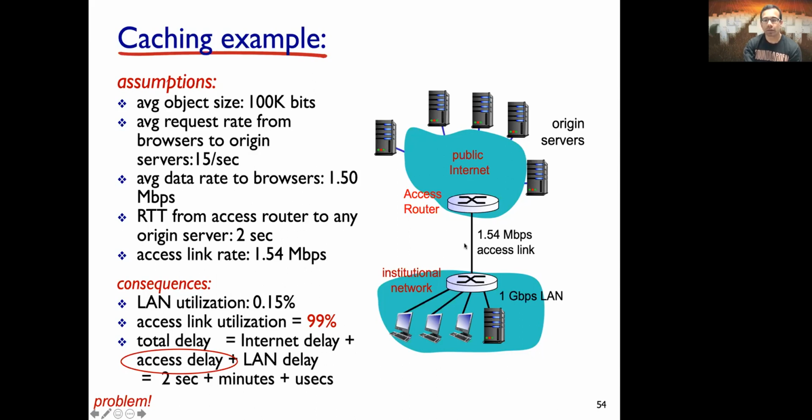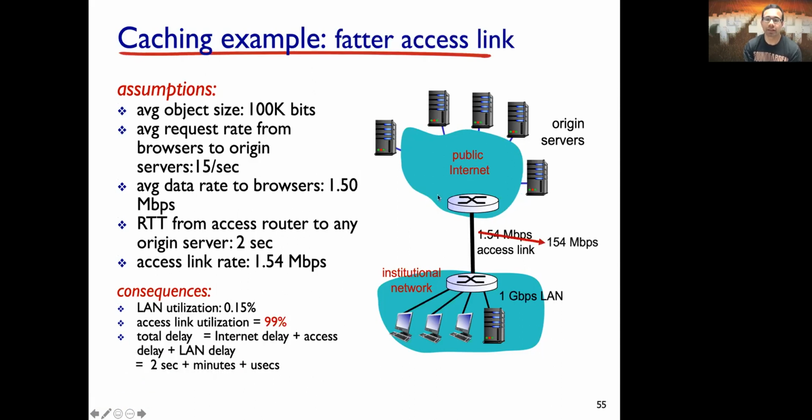So how could we address this problem? One thing we could do is increase the capacity of this link, because we know that is a bottleneck. So let's increase the capacity 100 times. The access link rate is now 154 megabits. Everything else still remains the same. So what happens now?